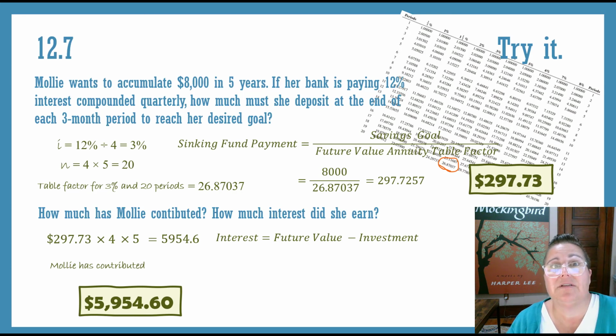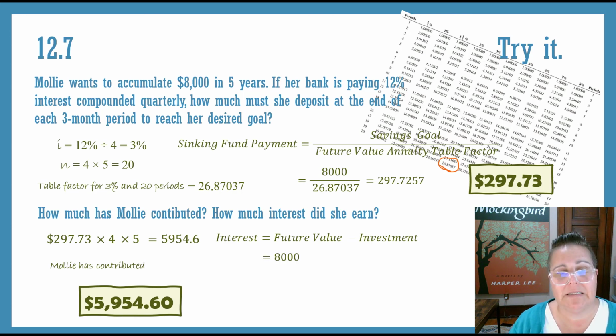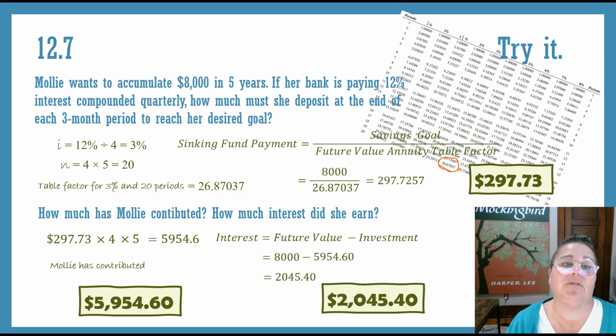The interest is the future value of that account minus how much she's invested, or minus her total payments. So we're going to take $8,000 and subtract the $5,954.60 to get $2,045.40. This will be the interest earned on that account.